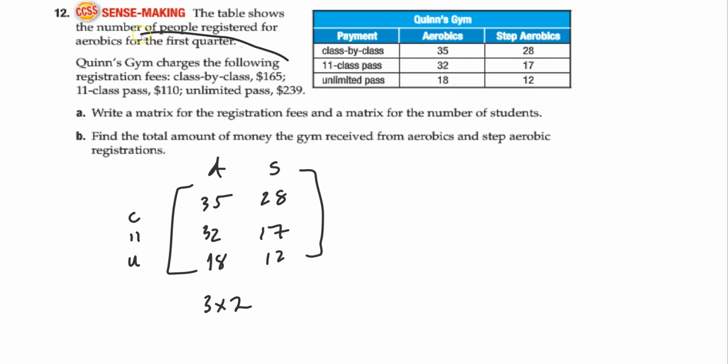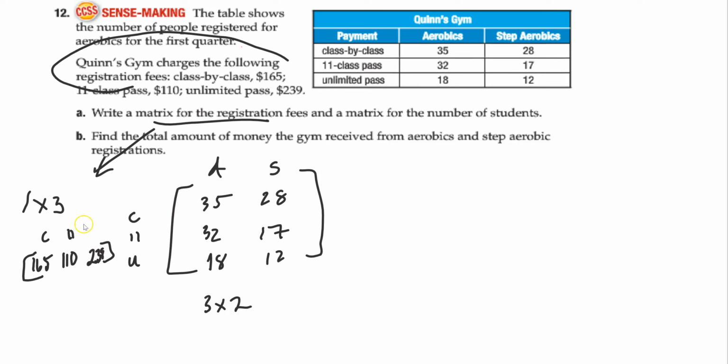In this one, they want you to write for the registration fee. We're actually going to do it this way. To make sure I can multiply, I'm going to do a 1x3. Most of the time they have to tell you this. Sometimes the questions aren't great. They should tell you to make it a 1x3 matrix, because we want it to match. So what we're going to do is, class by class is 165. 11 class pass is 110. And then unlimited pass is 239. So this is how much it costs. And this is a 1x3.